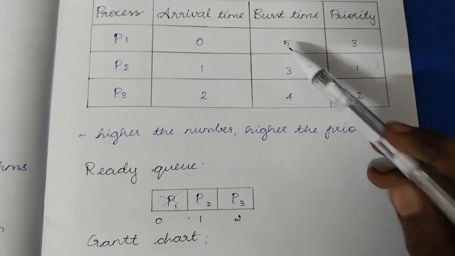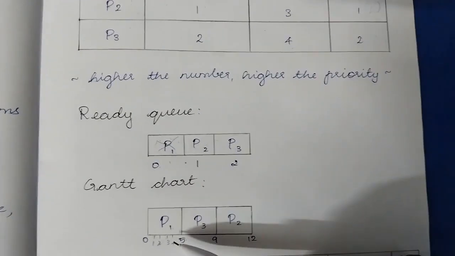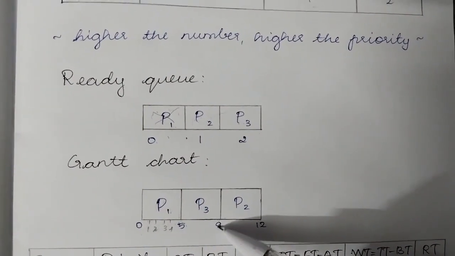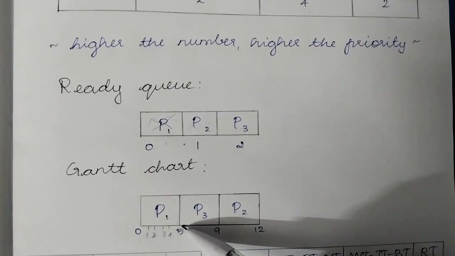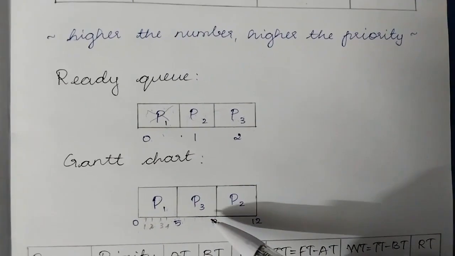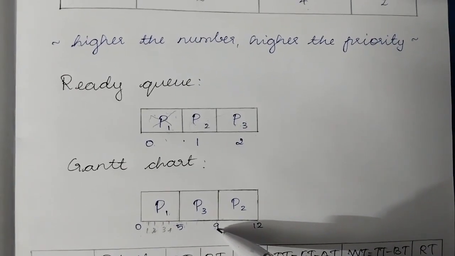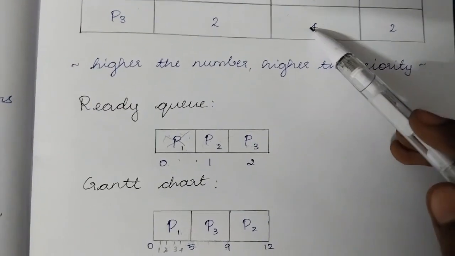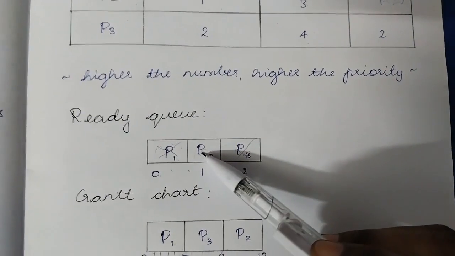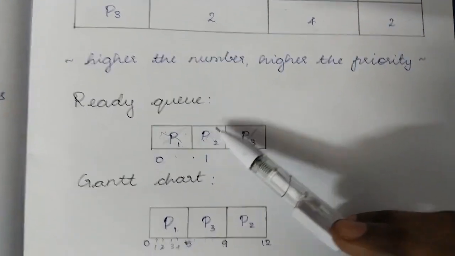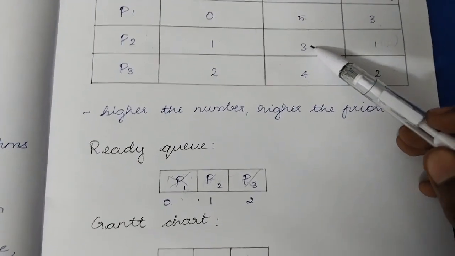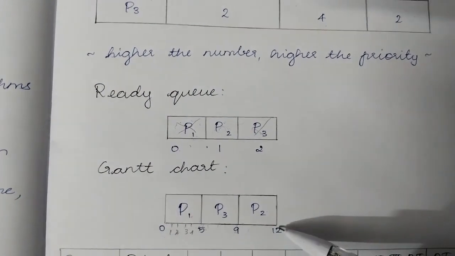Its burst time is 4. So we add 4 to the previous time: 6, 7, 8 and 9. Until time is equal to 9, P3 is executed. Now P3 is out of the queue. Now P2 is the only process in the queue. So we execute P2 at last with the burst time 3. So we add 3 and we get 12.